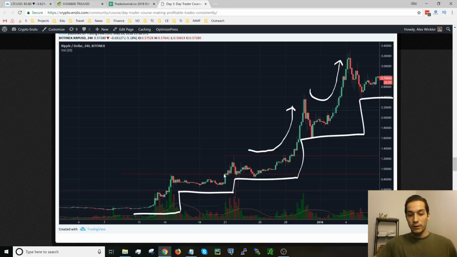1, 2, 3, three opportunities to get in. Actually, I would say 2. This one would be a dire time to sell. But then again, consolidation, forming the second stair, and then again we have this level.